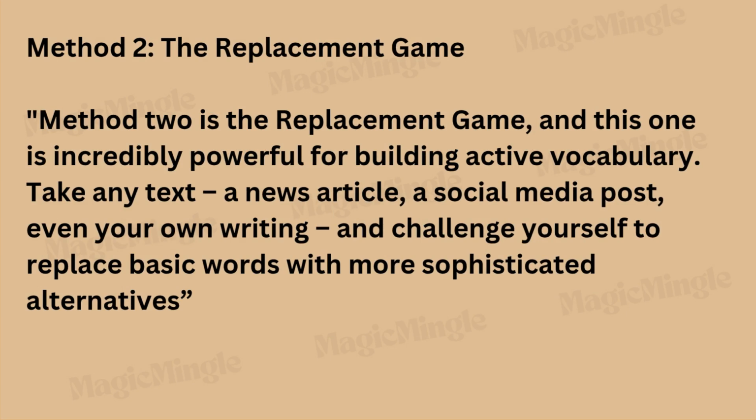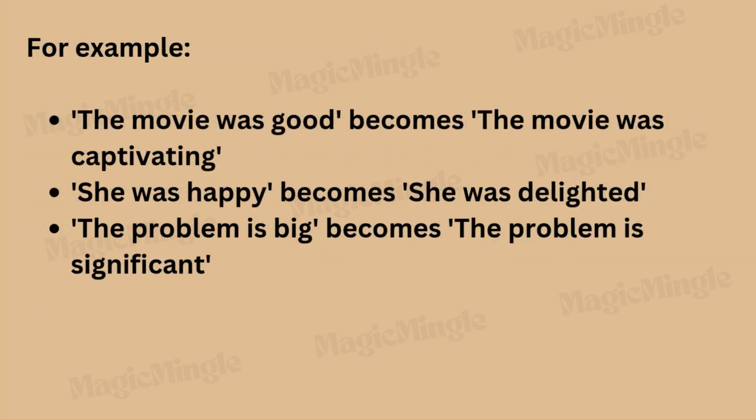Method 2, the replacement game. Method 2 is the replacement game, and this one is incredibly powerful for building active vocabulary. Take any text, a news article, a social media post, even your own writing, and challenge yourself to replace basic words with more sophisticated alternatives. For example, the movie was good becomes the movie was captivating. She was happy becomes she was delighted. The problem is big becomes the problem is significant.